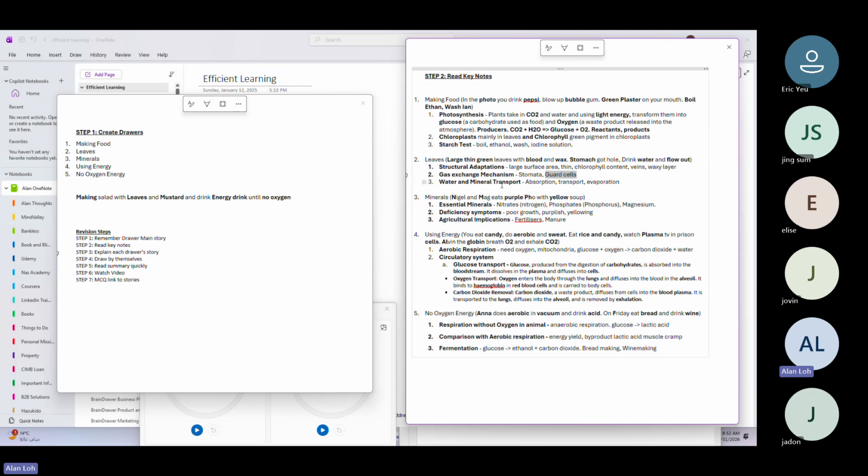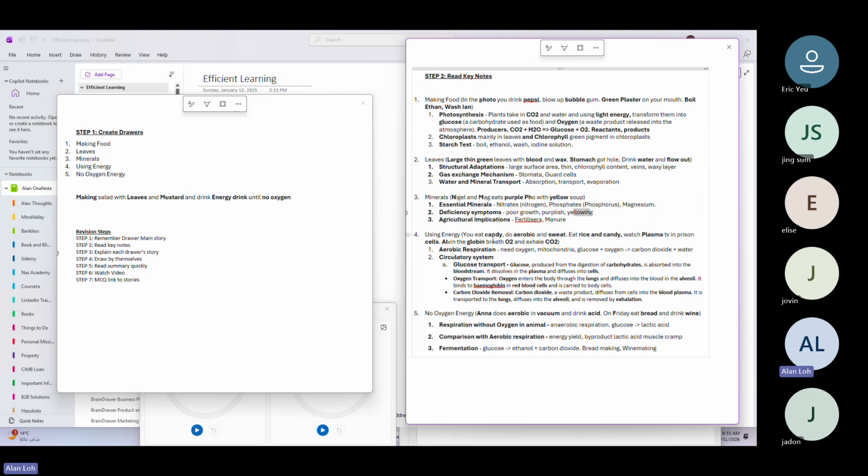So this is to explain the water and mineral, how it is being transported by absorption, evaporation, and being transported in and out. Right? Then Nigel and Mac eat purple fowl with yellow soup. Nigel is talking about the nitrates or the nitrogen substance. Mac is magnesium. Then purple four is the phosphate. Purple is some deficiency symptoms. It's purplish and yellowish, poor growth and yellowish.